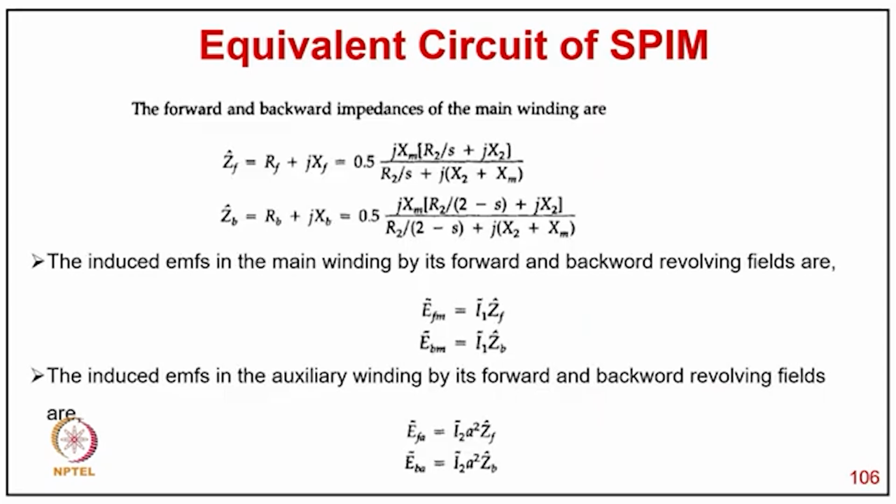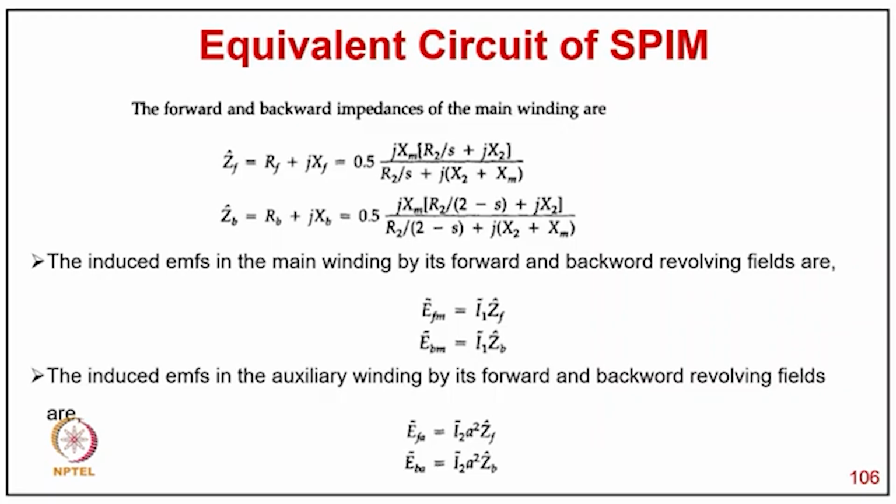Now you can similarly find the forward and backward impedance of the main winding. ZF equals RF plus jXF, that is 0.5 jXM in parallel with R2 by S plus jX2, divided by R2 by S plus jX2 plus XM. Similarly ZB equals RB plus jXB, that is 0.5 jXM in parallel with R2 by (2 minus S) plus jX2, divided by R2 by (2 minus S) plus jX2 plus XM. The induced EMFs in the main winding by the forward and backward fields are EFM equal to I1 ZF and EBM equal to I1 ZB.